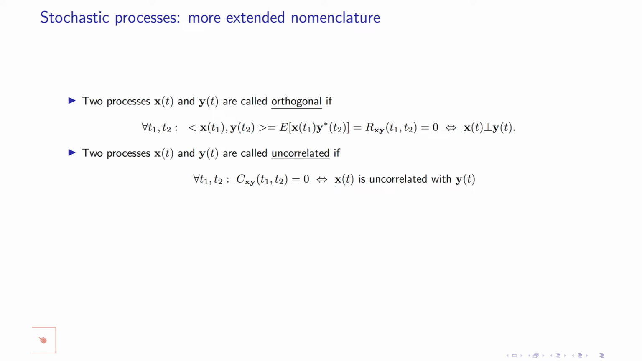So if I say x of t is uncorrelated with y of t, it means that this is 0. If I say x of t is orthogonal to y of t, it means that this is 0 for t1 and t2 arbitrary.